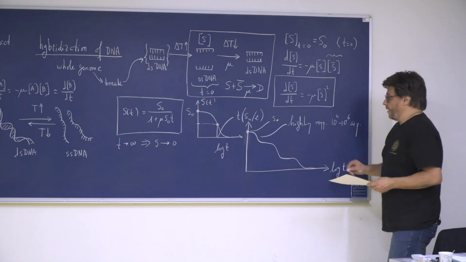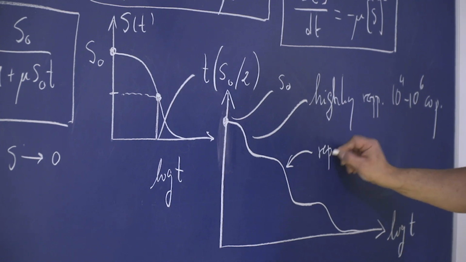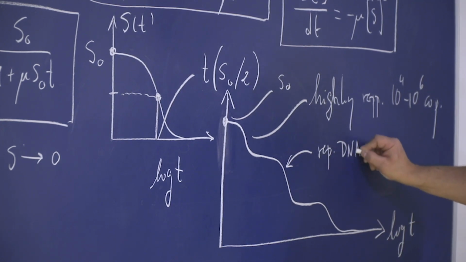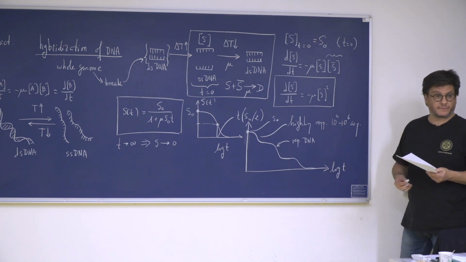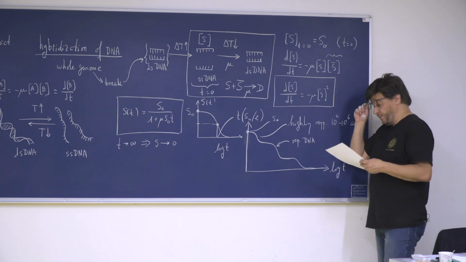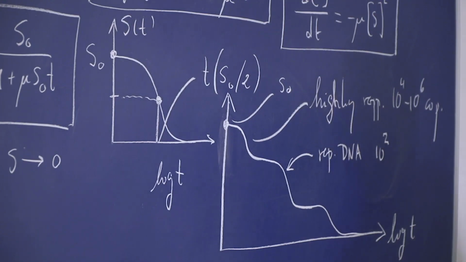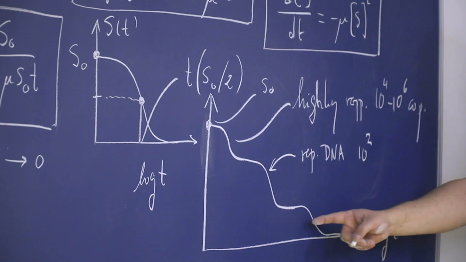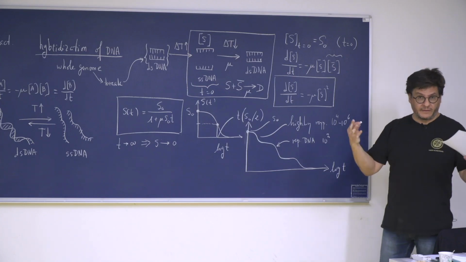Okay? Here is the moderately repeated DNA sequences. This is another part of the genome. This is about objects that have 10 to the 2 copies. And then it's a part of the genome that has a harder time getting hybridized.